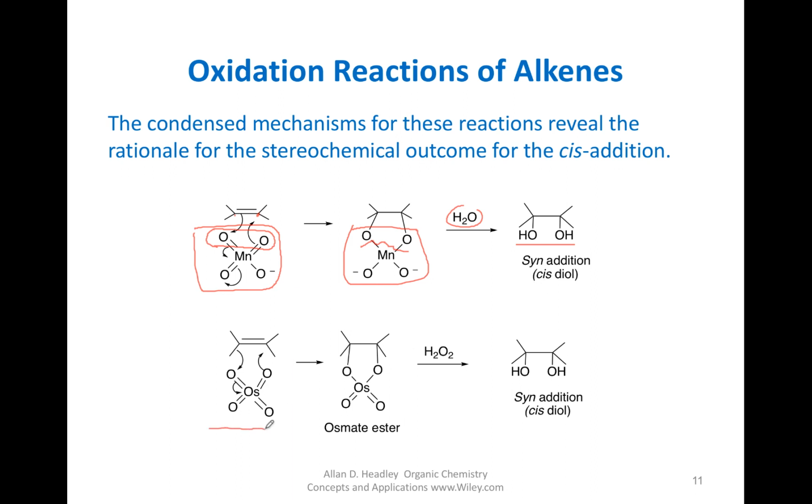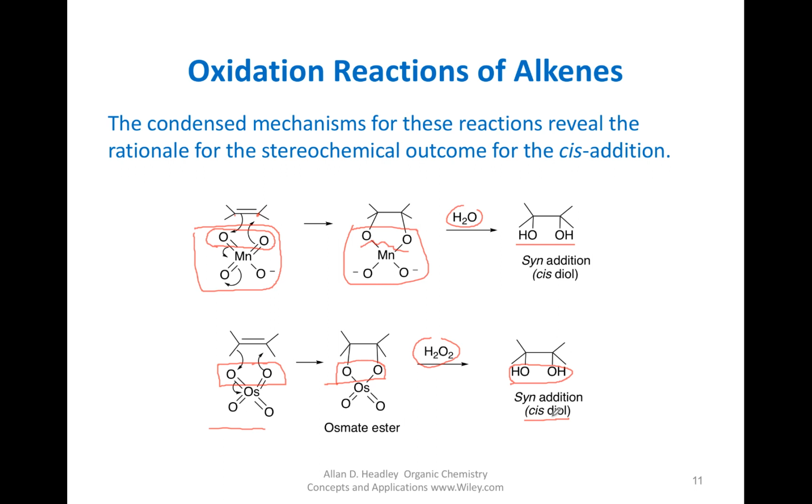Same aspect here. This is the osmium tetroxide. Put the OHs on the same side because they're coming from the same molecule. The reaction with hydrogen peroxide will break this bond, and you will have here the OHs on the same side, or a syn addition, or a cis-1,2 diol. So once again, you can get a trans-diol or a syn-diol depending on the reagents of choice.